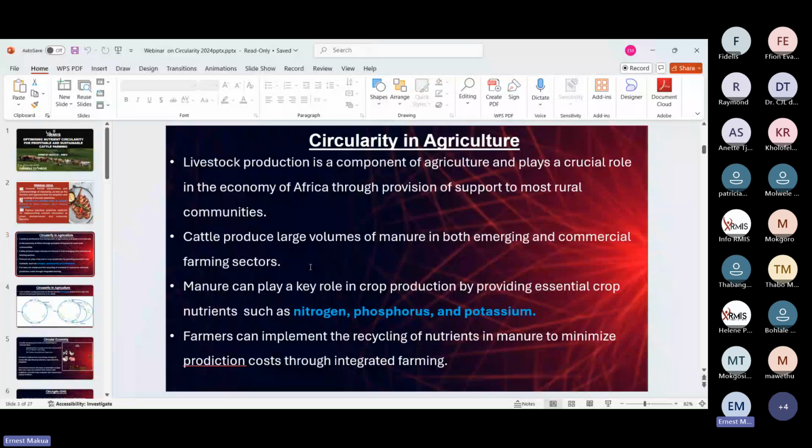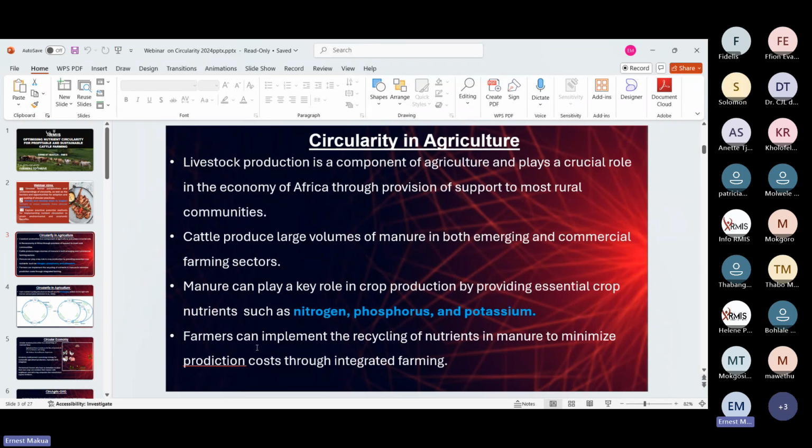Manure plays a key role in crop production by providing essential nutrients such as nitrogen, phosphorus and potassium, which are very instrumental in stimulating the growth of grass or pasture so that it can remain fresh for consumption in future. And farmers can implement this cycling of nutrients in manure for production, also to reduce buying chemical fertilizers from the cooperatives.